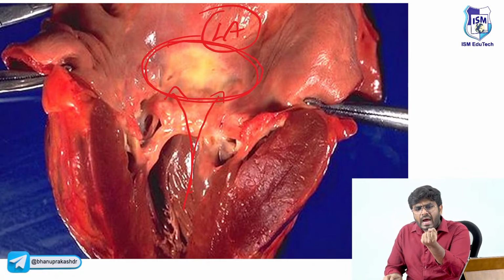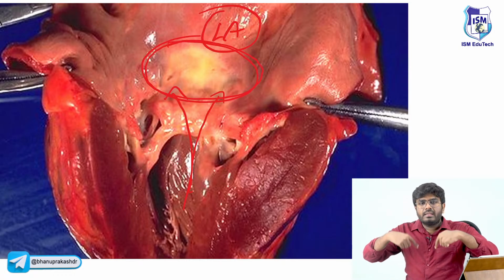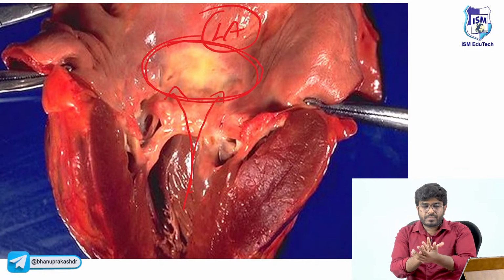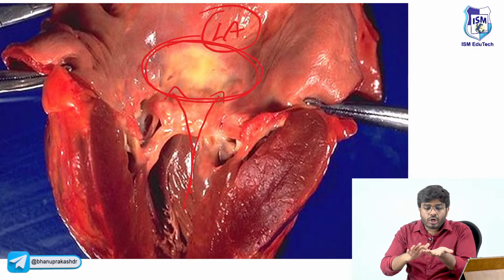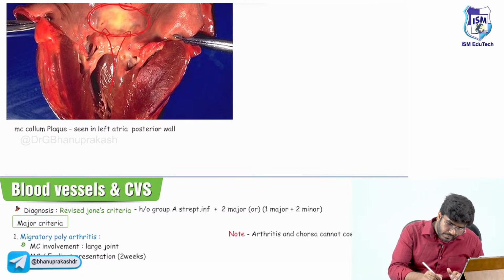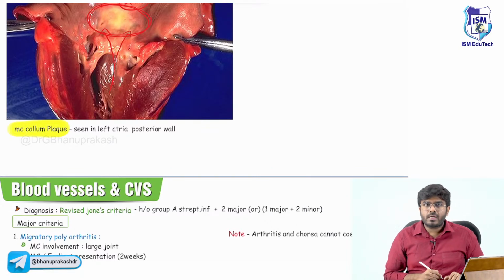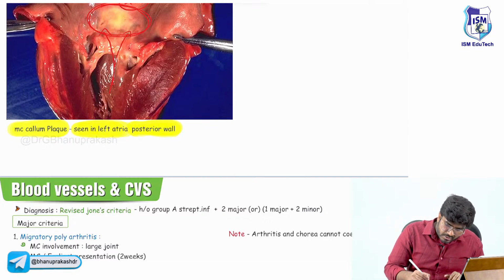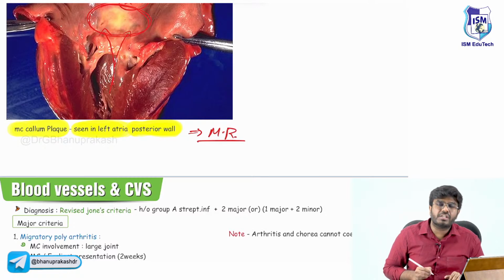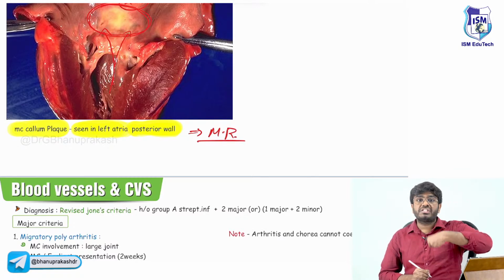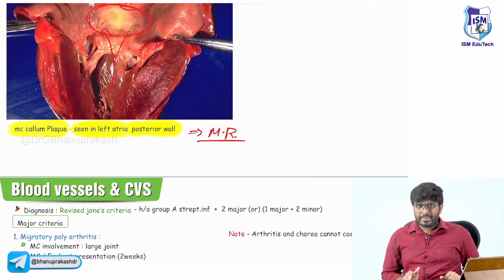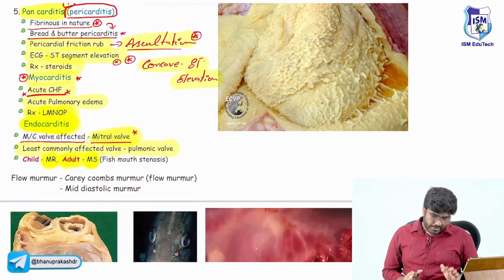So, continuously with every heartbeat, from the left ventricle the blood is getting ejected into the left atria. Now, this jet of blood is striking the left atrial posterior wall. So that is causing this patch kind of appearance or plaque kind of appearance, which is called MacCallum's plaque. What is this MacCallum's plaque? Where is it seen? Seen in the left atrial posterior wall. Because of what? Because of mitral regurgitation. The regurgitant jet of blood is striking the left atrial wall, causing this plaque, MacCallum's plaque.